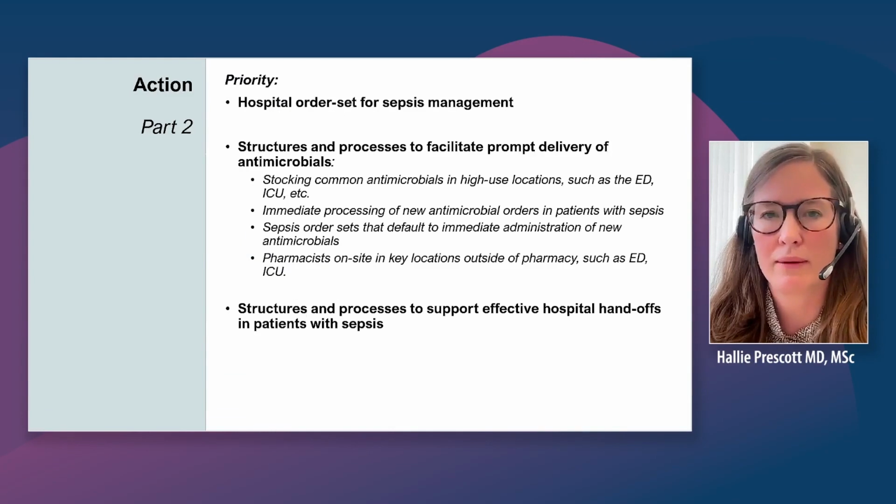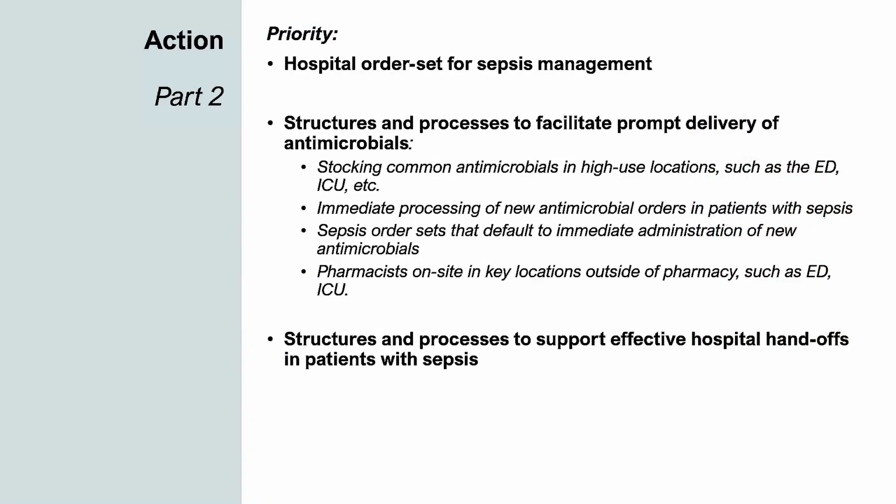Additional priority examples include having a hospital order set for the management of sepsis to make it easy to do the recommended practices, having structures and processes to facilitate prompt delivery of antimicrobials, which we know is a key aspect associated with better outcomes from sepsis.